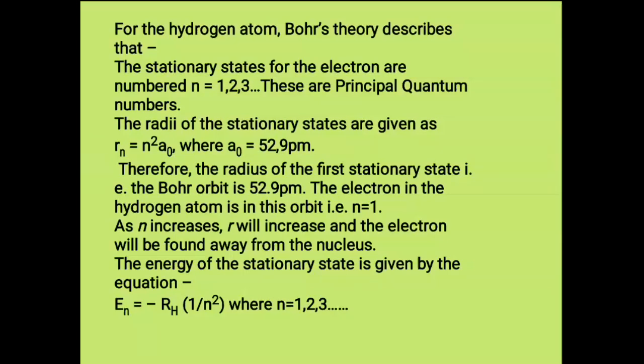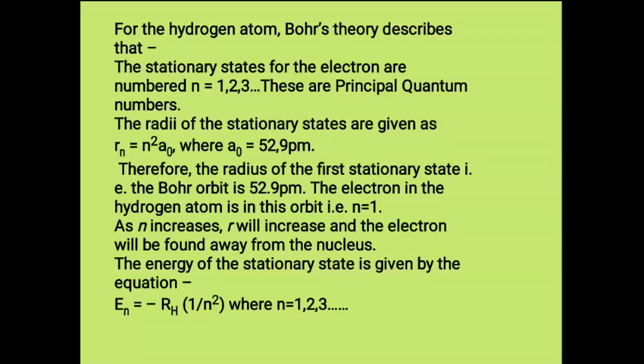Now for the hydrogen atom, Bohr theory describes that stationary states for the electrons are numbered n equals 1, 2, 3. These are called principal quantum numbers. Number 2, radii of the stationary states are given as Rn is equal to n square into a naught, where a naught is 52.9 picometers. Therefore, the radius of the first stationary state, that is the first Bohr's orbit, is 52.9 picometers.